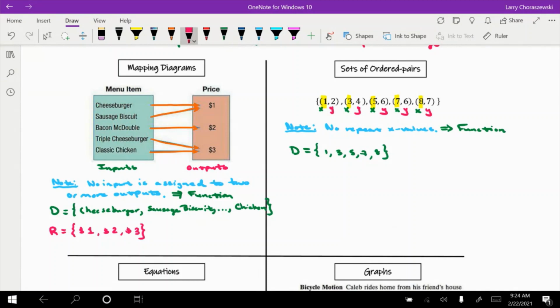The range would consist of all the y values. And if you have any y values that are repeated, you only need to list it one time. Case in point, 2, 4, 6, and 7.